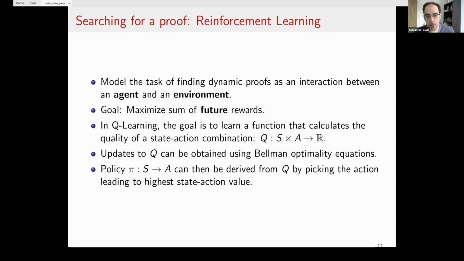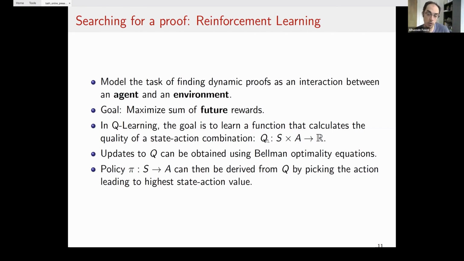So the goal is basically to maximize the sum of future rewards. The sum of future rewards is basically how good you are at finding this proof that you care about. We'll be using a relatively simple technique for reinforcement learning called Q-learning. The goal is to learn a function that calculates the quality of the state-action combination. The Q value function takes as input a state and an action.